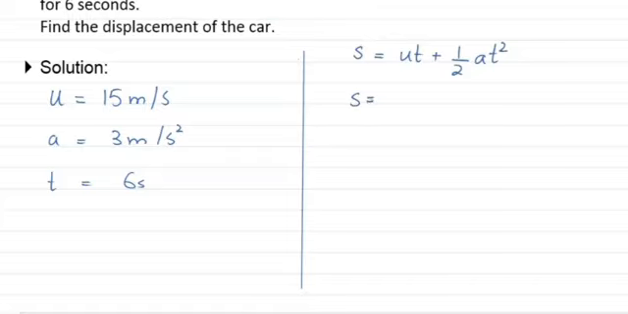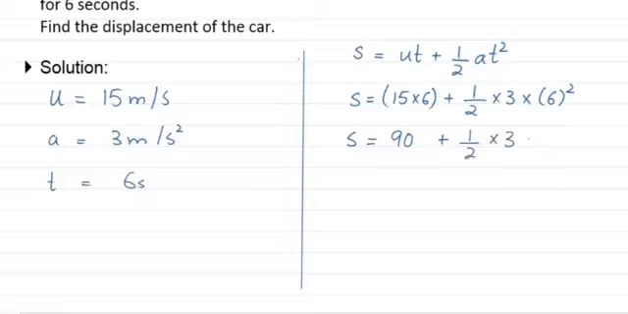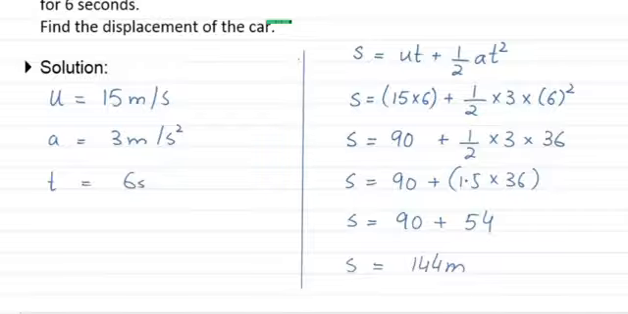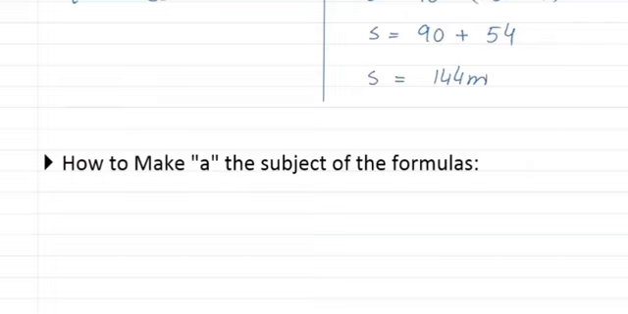Now we have to substitute the values. s equals 15 into 6 plus half into 3 into 6 square. 15 multiplied by 6 is 90. Half into 3 into 6 square, where 6 square is 36. Now s equals 90 plus half into 3, which is 1.5, into 36. s equals 90 plus 54. 90 plus 54 is 144 meters. Therefore, s means the displacement of the car is 144 meters. I hope you have understood this example clearly.